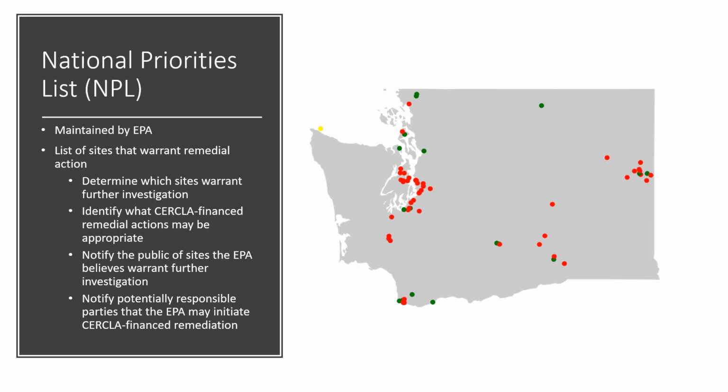There is a National Priorities List that's maintained by the EPA. It's a list of sites that warrant remedial action. Something needs to be done. They determine which sites warrant further investigation, and identify what CERCLA-financed remedial actions may be appropriate. They notify the public of sites the EPA believes warrant further investigation, and notify potentially responsible parties that the EPA may initiate a CERCLA-financed remediation.